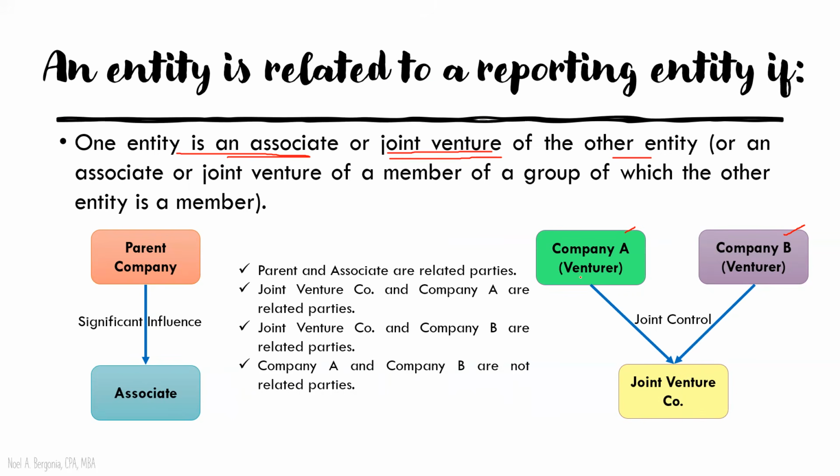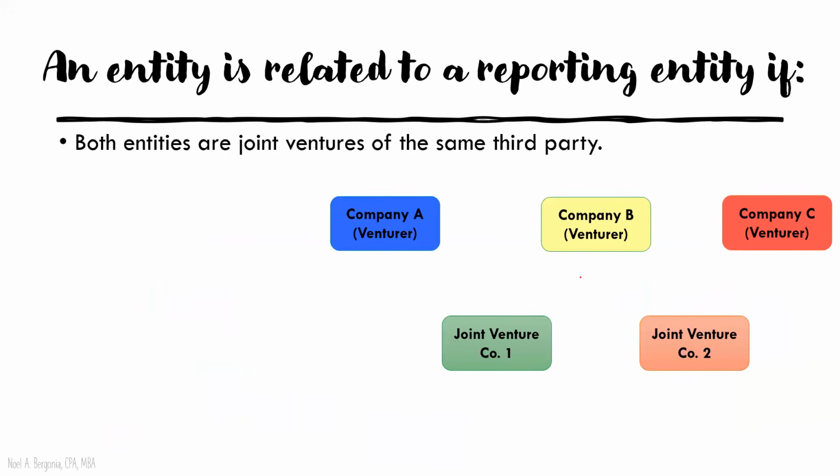Okay? So, are we clear on this, guys? Any questions or clarifications? All right, please let me know. Okay. So next would be both entities are joint ventures of the same third party. Okay, so if both entities are joint ventures of the same third party, then those entities are considered as related party to the reporting entity.